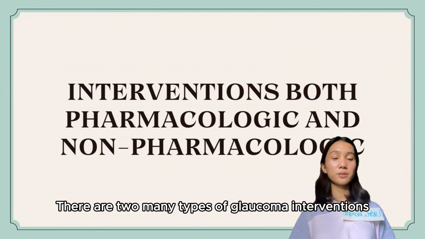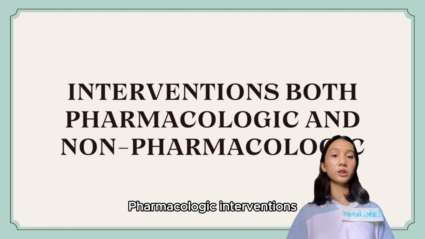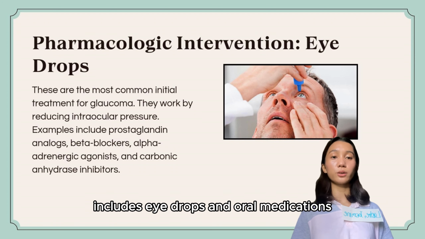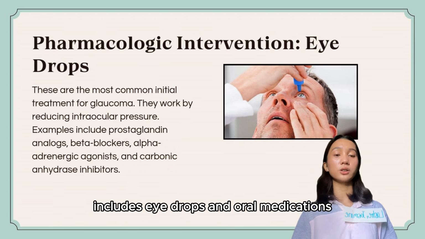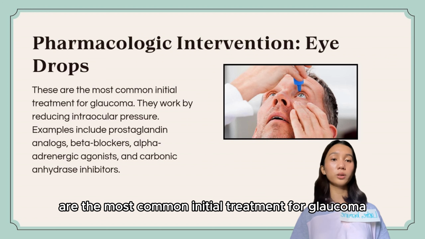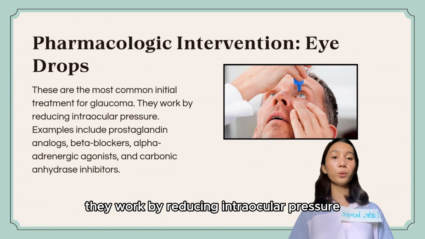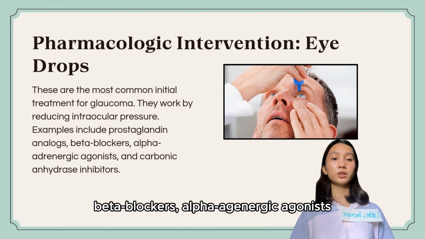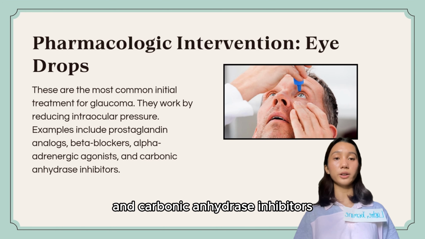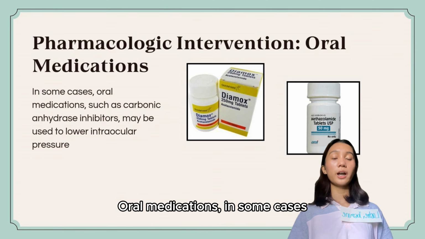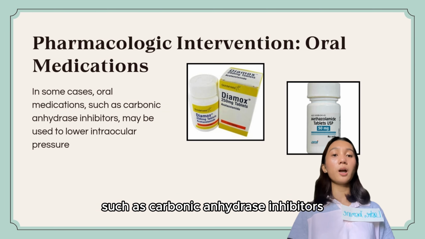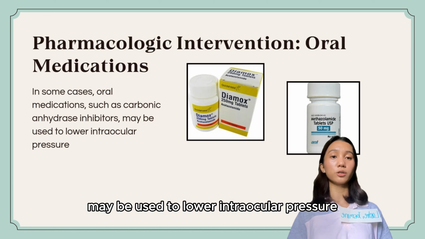There are two main types of glaucoma interventions: pharmacologic interventions and non-pharmacologic interventions. Pharmacologic interventions include eye drops and oral medications. Eye drops are the most common initial treatment for glaucoma. They work by reducing intraocular pressure. Examples include prostaglandin analogs, beta blockers, alpha-adrenergic agonists, and carbonic anhydrase inhibitors. Oral medications. In some cases, oral medications such as carbonic anhydrase inhibitors may be used to lower intraocular pressure.